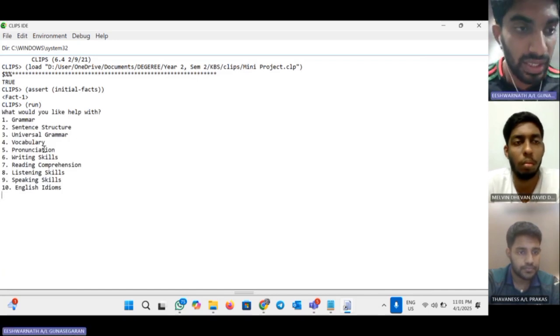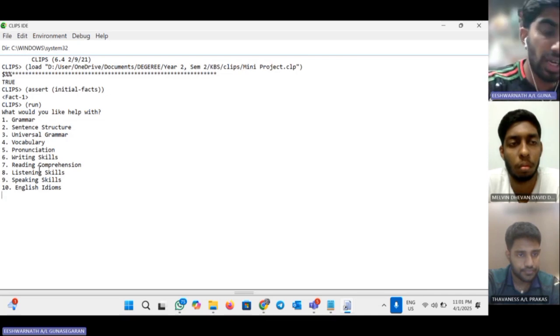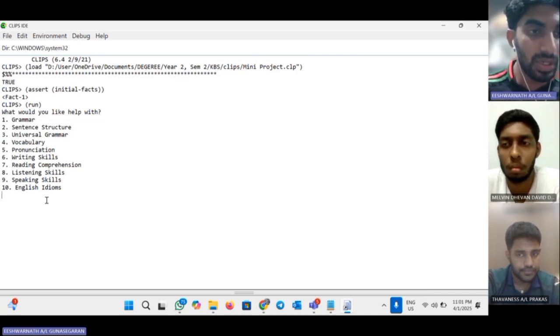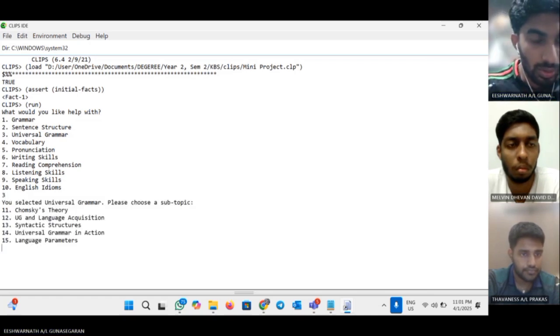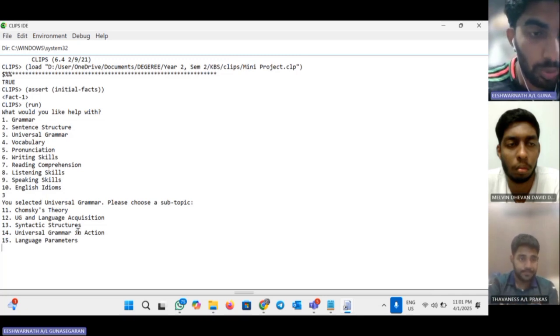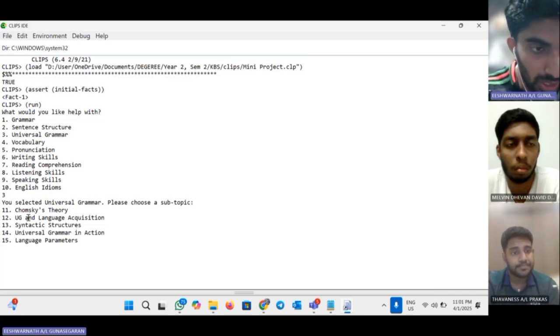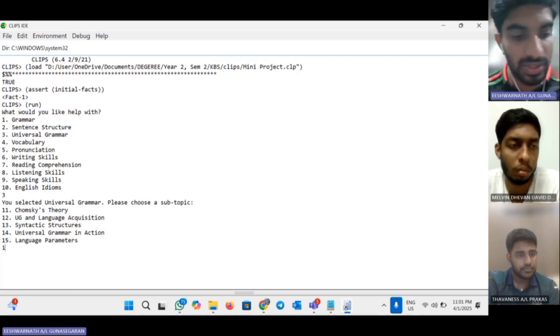As you can see, there are 10 main choices, which we already included in our code. For example, I select main choice number 3, which is universal grammar. Under the universal grammar, there are 5 subtopics, which are core theory, UG and language acquisition, syntactic structures, universal grammar in action, and language parameters. From here, I will select number 13, which is syntactic structures.